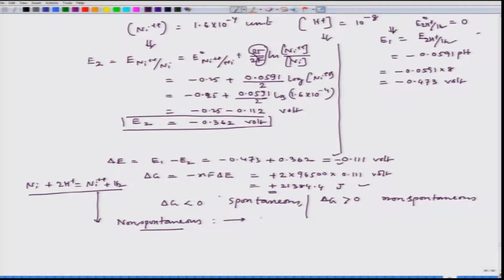This means the assumption we had, that nickel would corrode, does not hold true. If this process is non-spontaneous, then the reverse process should be spontaneous. So, the nickel ion would rather get reduced. So, nickel corrosion is not feasible in the present condition.